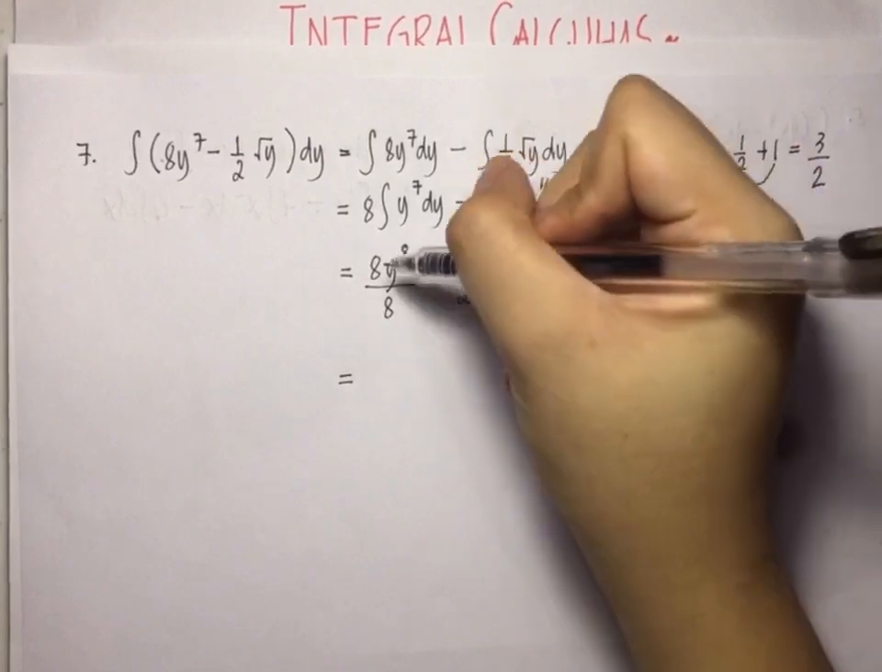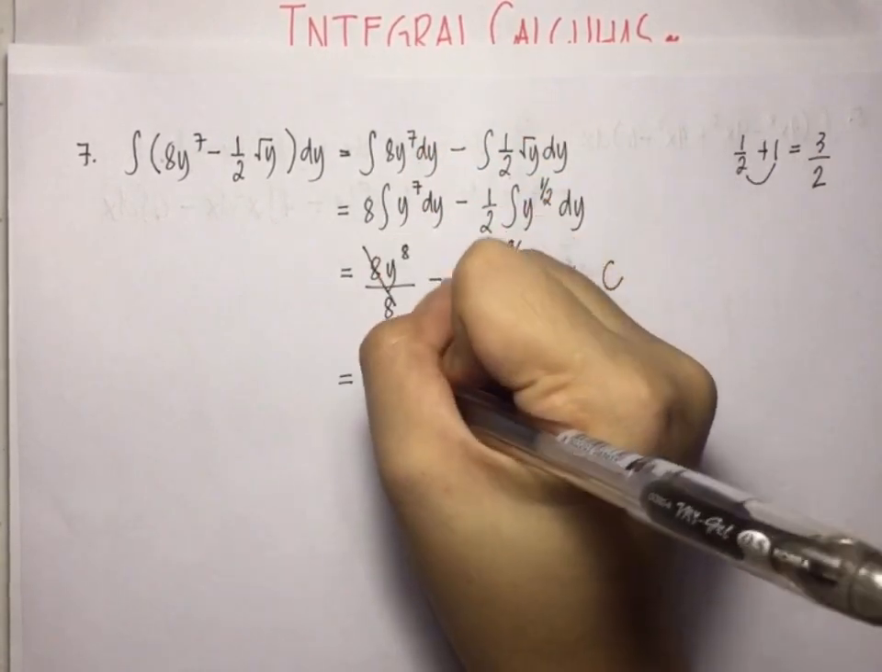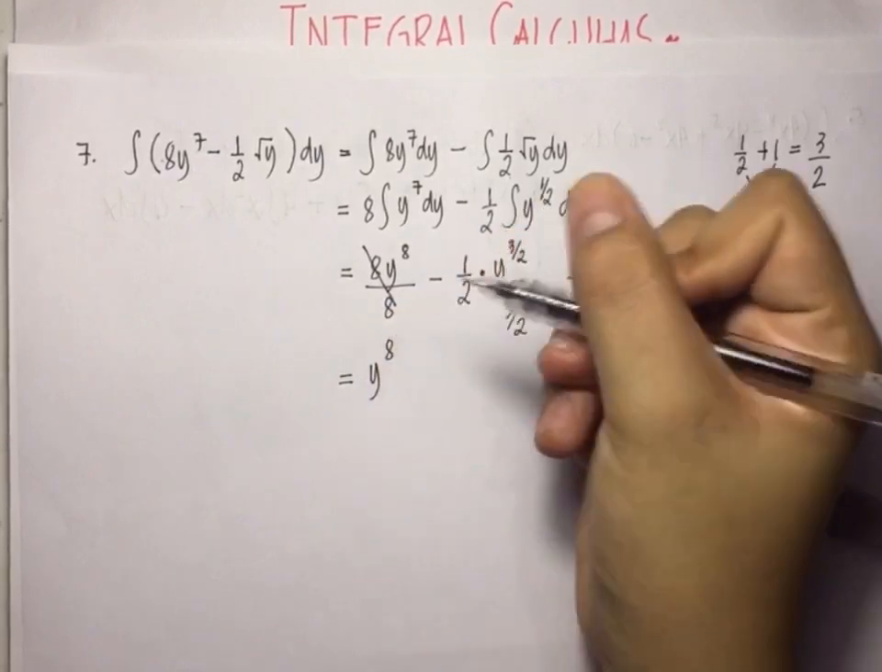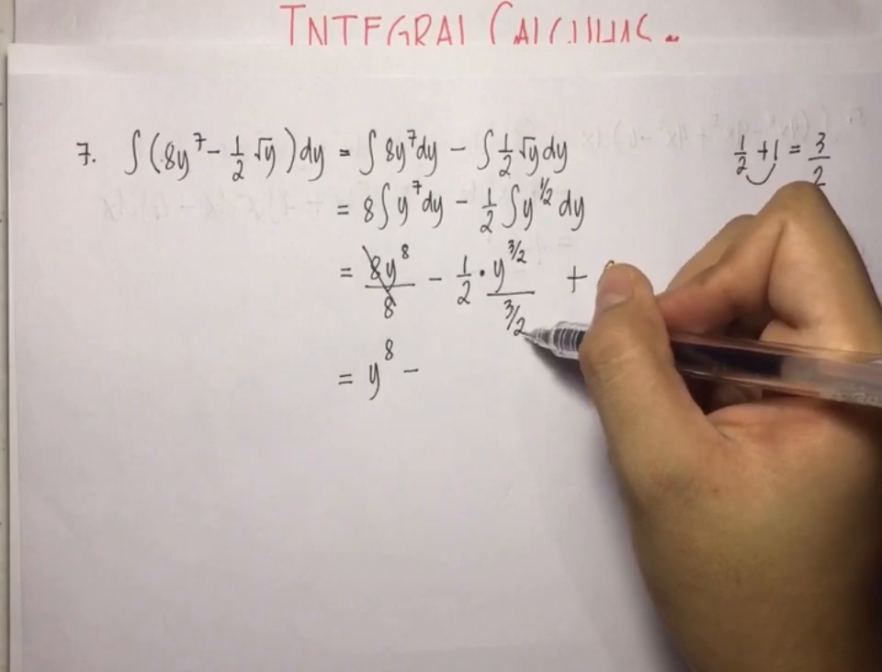Next, simplify the coefficients. So we have 8 divided by 8 is just 1. So we can cancel out 8. So we copy y raised to 8 minus 1/2 divided by 3 over 2.